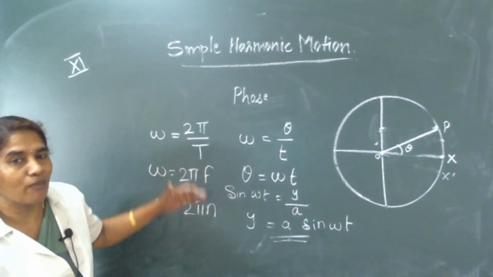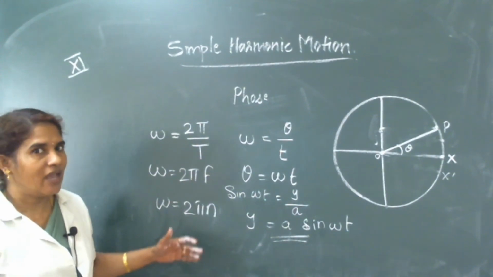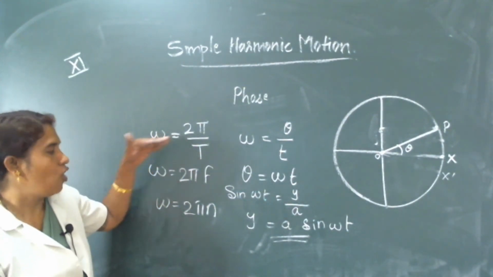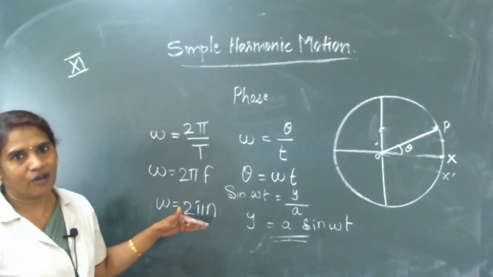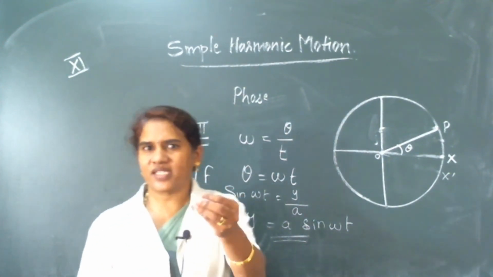These are various formulas we have to study. Omega is equal to 2 pi by T, omega is equal to 2 pi f, or instead of f, 2 pi n. These are some of the new things we are studying here.